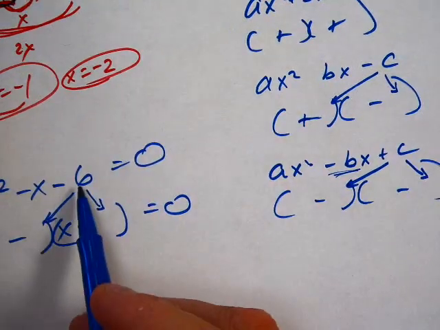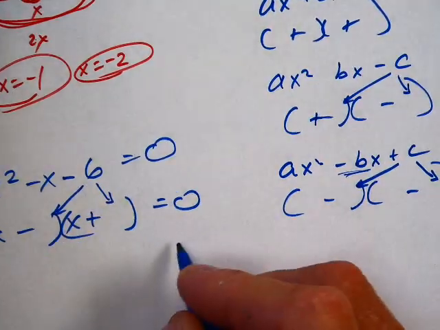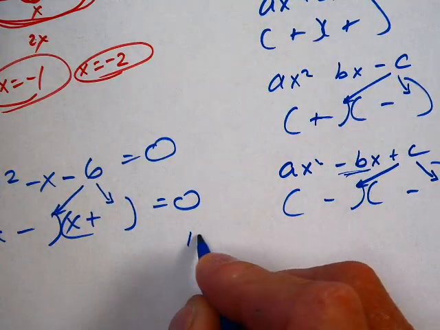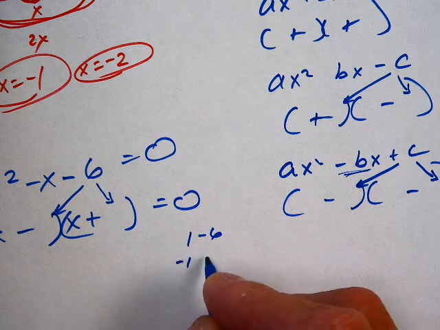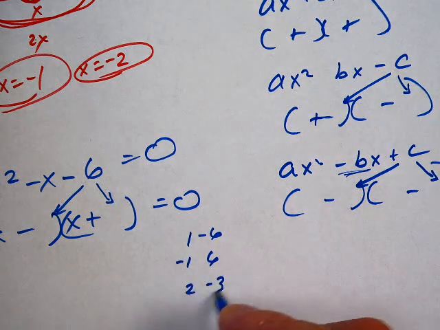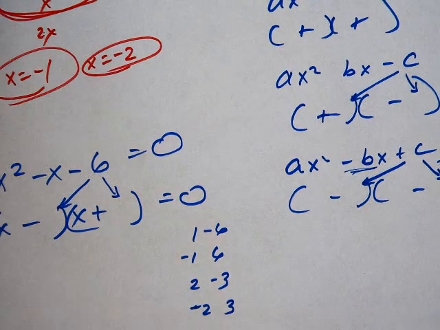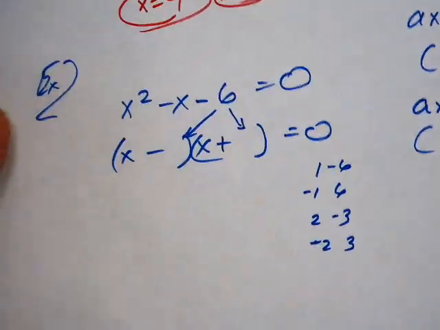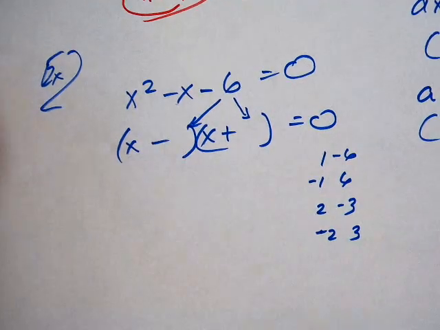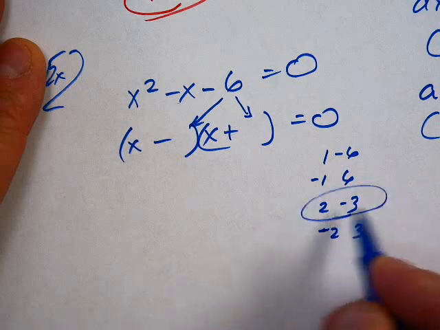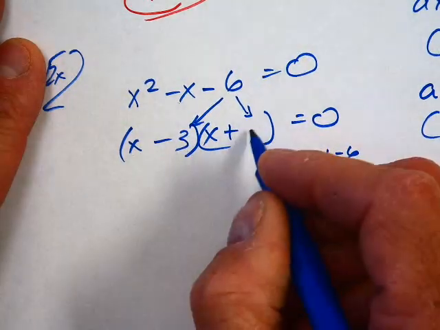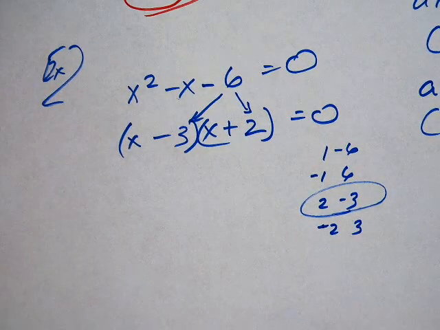Okay, so now I've got my factors of negative 6, it could be 1 and negative 6, negative 1 and 6, 2 and negative 3, or negative 2 and 3. Which one's it going to be? Which one can I add together to get negative x? Negative 3, positive 2. So negative 3, positive 2, let's double check it.